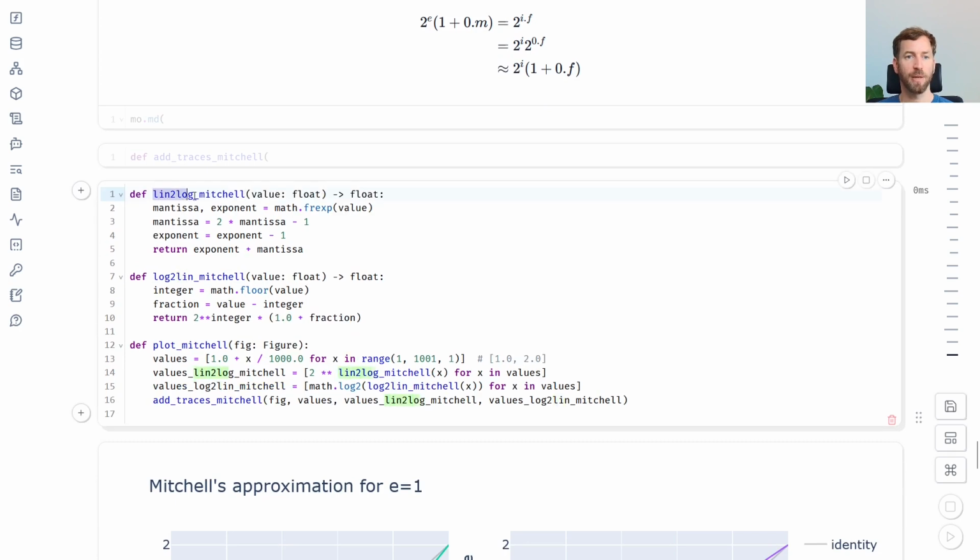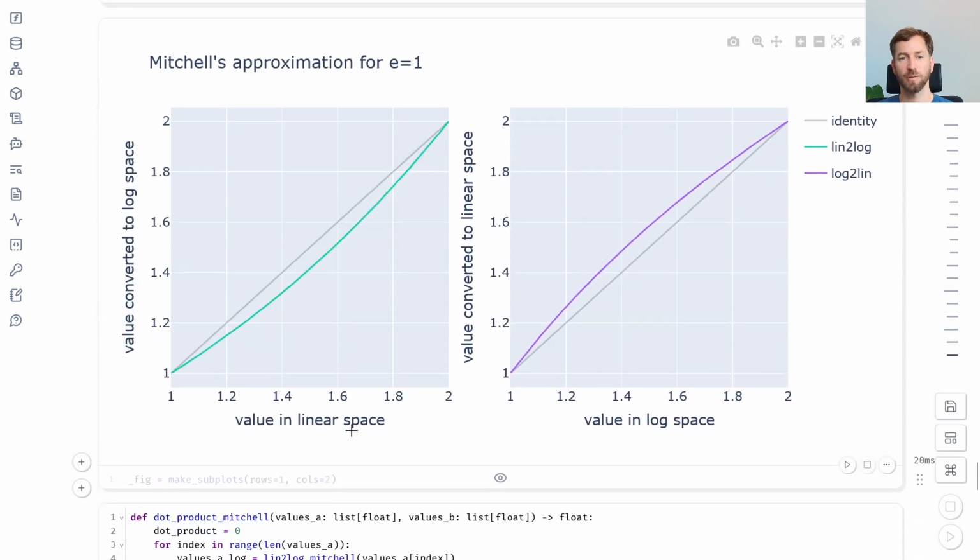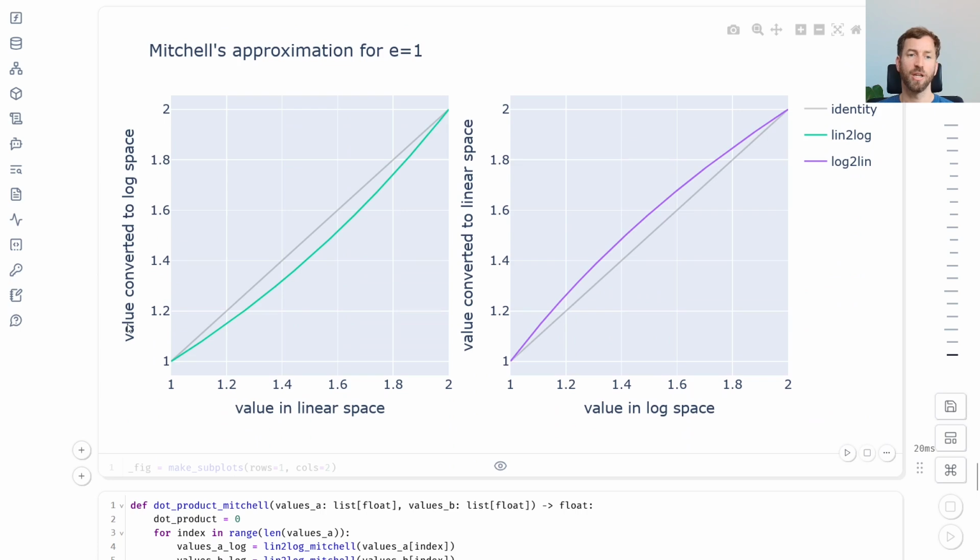So now let's implement these conversions from linear to logarithmic and logarithmic to linear space. And for an exponent of 1, let's visualize the Mitchell approximation. So here we plot the value after conversion to log space against the value in linear space. So we see that we are underestimating when going from linear to logarithmic space and overestimating when we are going from logarithmic to linear space. Of course, these curves look identical for all other exponents.